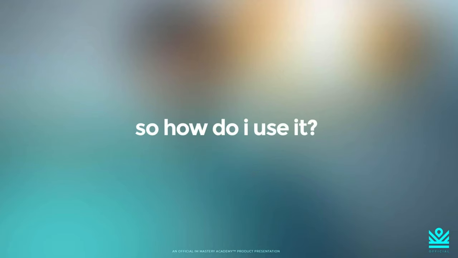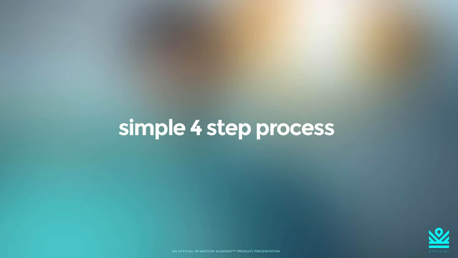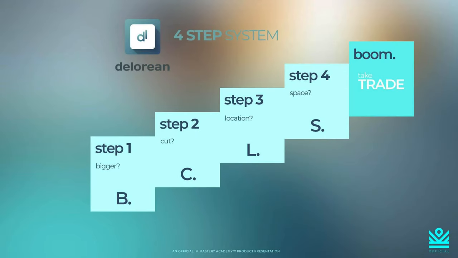So you might be wondering, how do I use it? Well, we follow a simple four-step process. That is B, C, L, S: Bigger, Cut, Location, Space, and Trade. Now, of course, we have to know what these all mean. We're going to go into this in a little bit, but B, C, L, S are the four letters you need to remember going into this training.